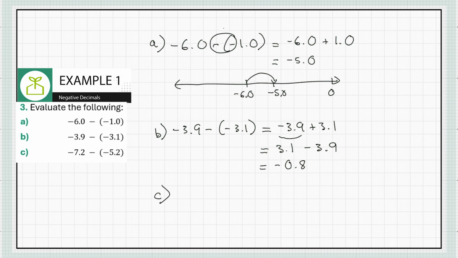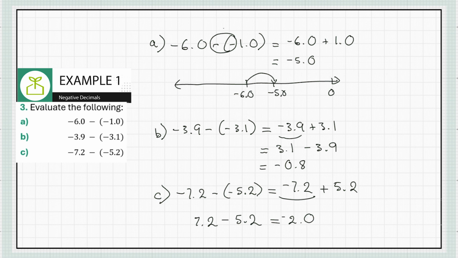Alright, let's look at C. So for C we have minus 7.2 minus our negative 5.2. And this is the same as negative 7.2 plus 5.2. Okay? Now, if you would like to, you can use the method from before where you had 7.2 minus 5.2 and then attach the negative sign. So 7.2 minus 5.2 is just 2.0. And we attach the sign of the larger number, which is going to be negative 2.0.